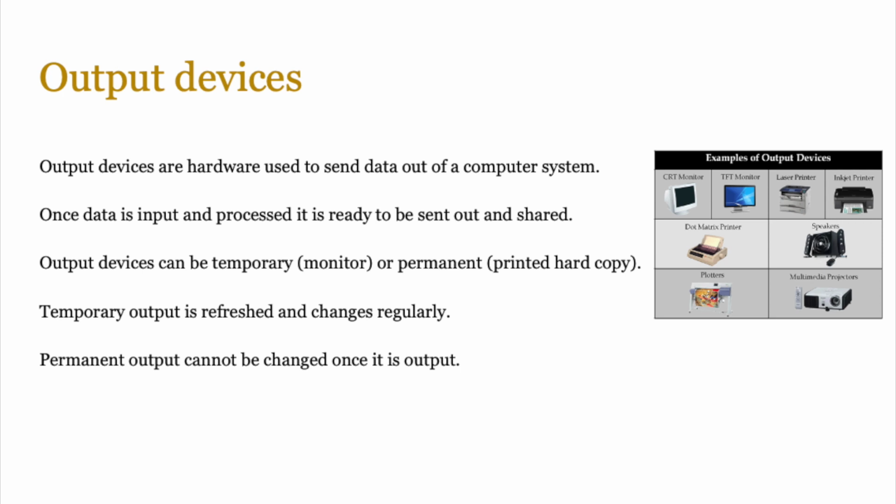And output devices can be temporary, like the monitor, or permanent, like printed hard copy. So they can be two types. Temporary output is refreshed and changes regularly. So the image on your screen changes as you move your cursor, perhaps, or start a new application. However, permanent output cannot be changed once it is output. So the printed piece of paper, the 3D printed object will always stay the same.